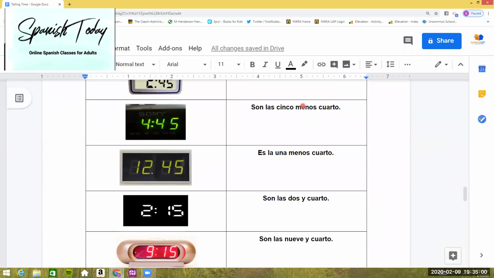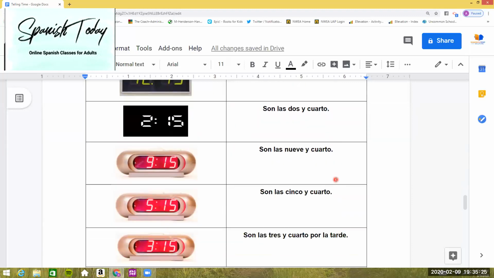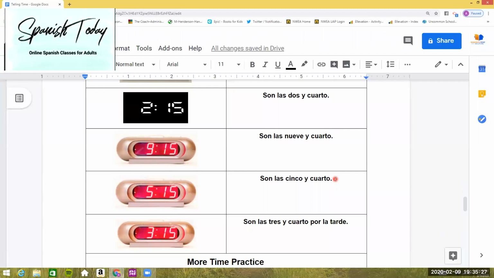Okay. So then 12:45, that's a little bit different because when you go up an hour, you get to that 1 hour mark again. So es la 1 menos cuarto. Una vez más, one more time. Es la 1 menos cuarto. Muy bien. Okay. So now we subtracted a quarter hour.